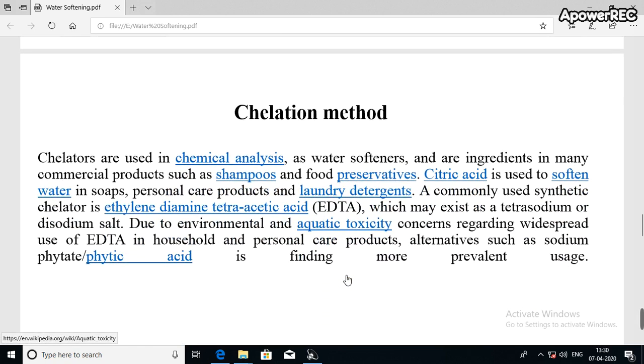Next is the chelation process. Chelation means removal of mainly the metal ions. Here, citric acid is often used, and some more chelators like ethylenediaminetetraacetic acid, that is EDTA, are also used so that the hardness of the water can be removed.